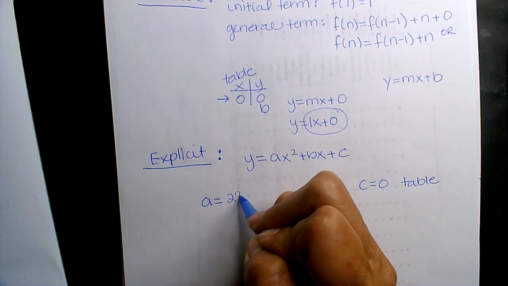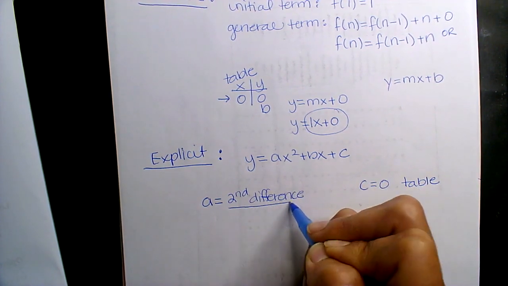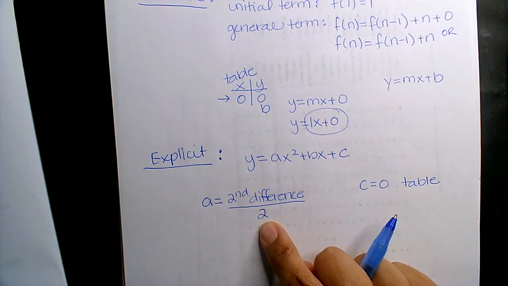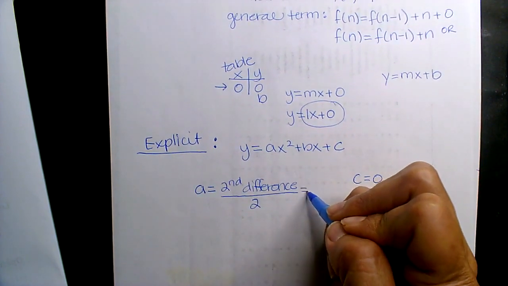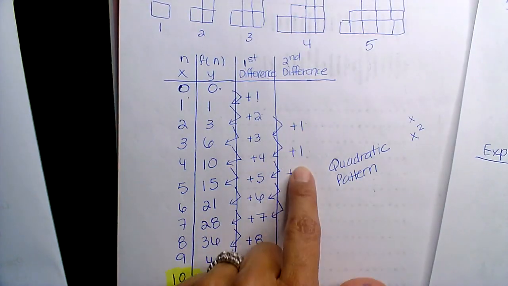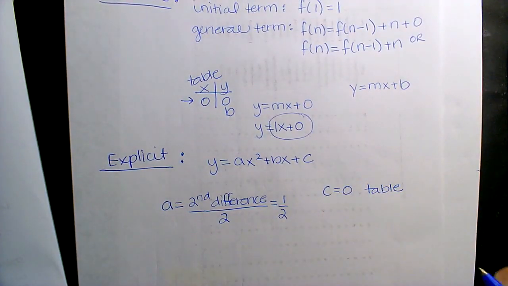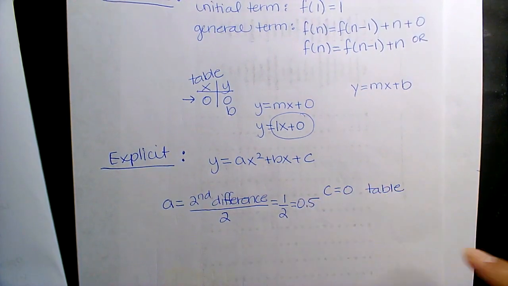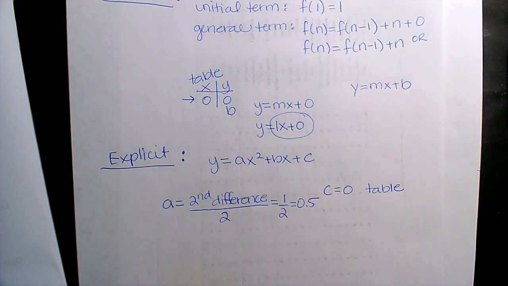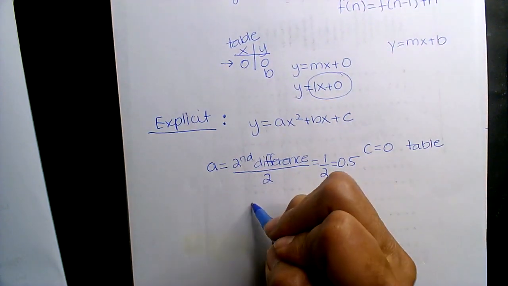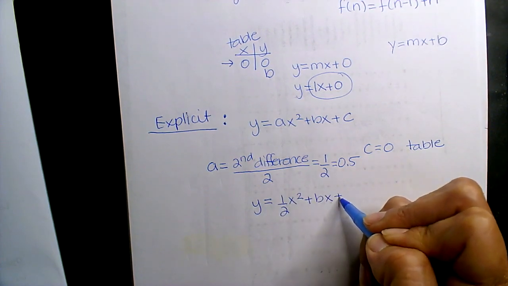It's your second difference, except you have to divide that number by 2. Always. It's always divided by 2. So what's my second difference? 1. And what's 1 divided by 2? You could leave it as 1/2, or you could leave it as 0.5. So far, I have a and c. You need to find b. So far, I have my explicit function: y equals 1/2 x squared plus bx plus 0.